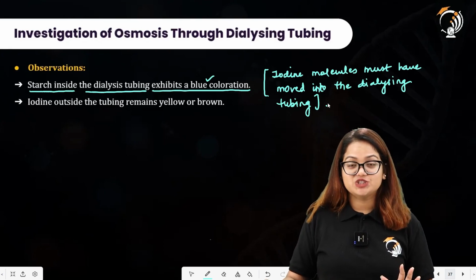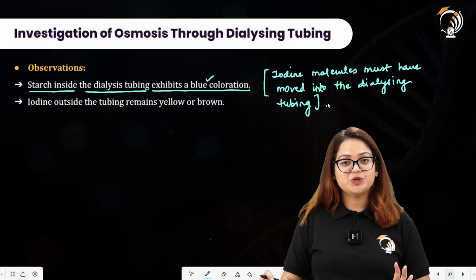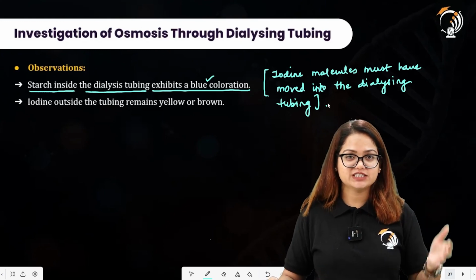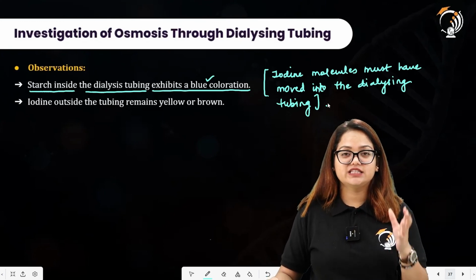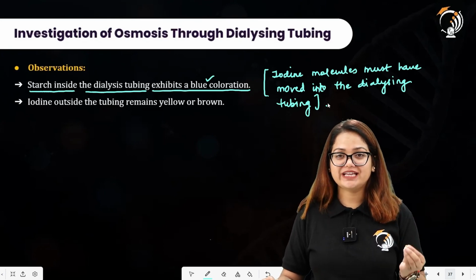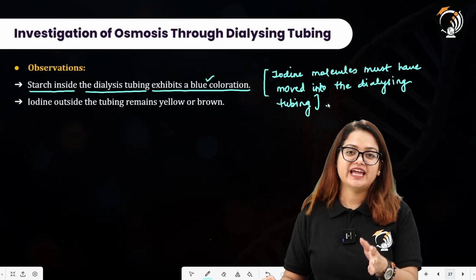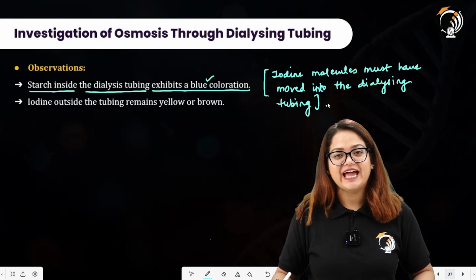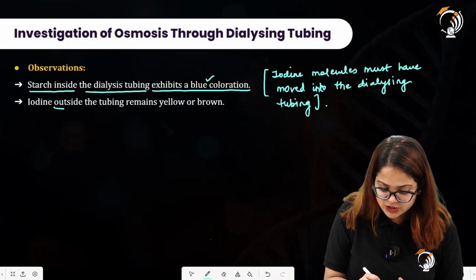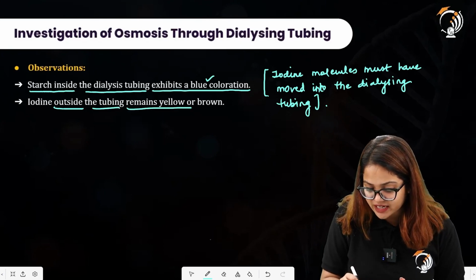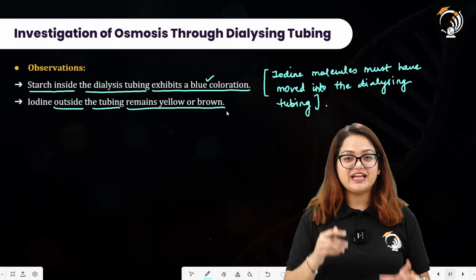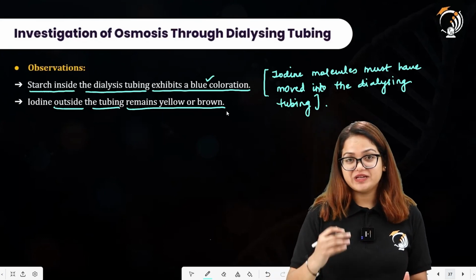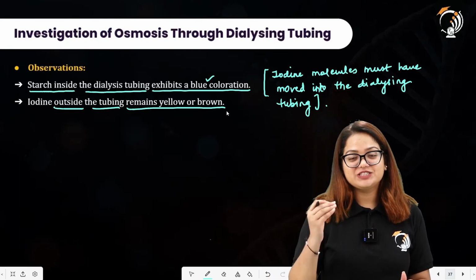Alright, so we can also infer from this that the starch molecules, being heavy in mass, were not able to cross the dialysing tube. The dialysing tubing has pores which only allowed the iodine molecules to pass across it and inhibited the movement of starch molecules across it. So this must have happened during the experiment here. So iodine outside the tubing remains yellow or brown, since the iodine solution surrounding the dialysing tubing did not change color. This means the starch has not crossed the dialysing tubing bag here.